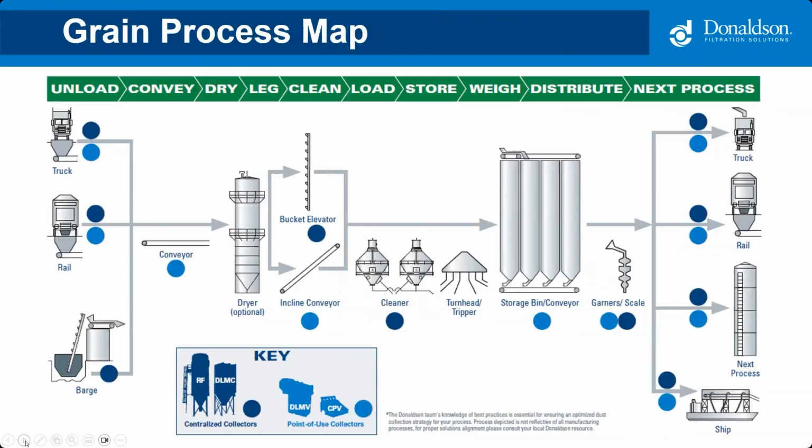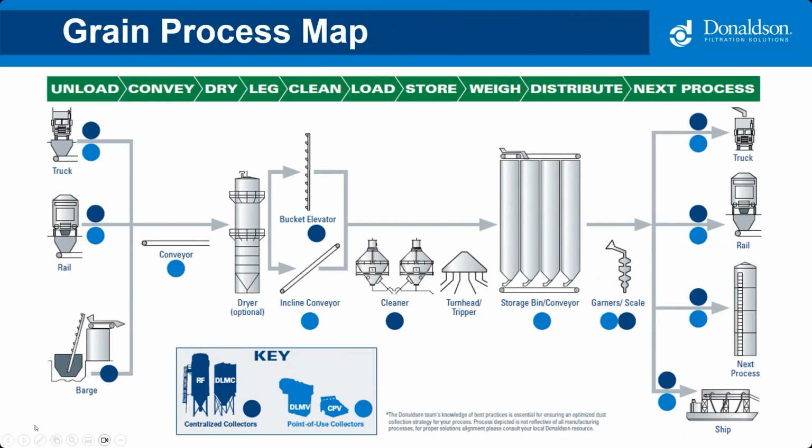For those of you that are kind of newer to this process, here's a good grain process map to show you how grain is brought into a facility and how it goes through a facility. The blue dots represent where dust collection would need to occur to make sure that we keep everything clean and everyone's safe. You can see we have grain coming in from trucks, rail, and barges.